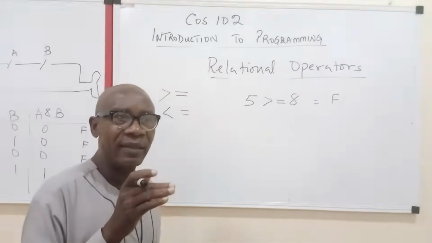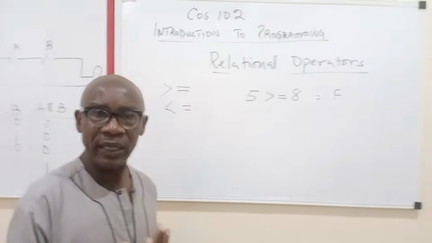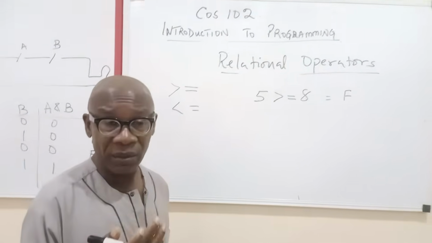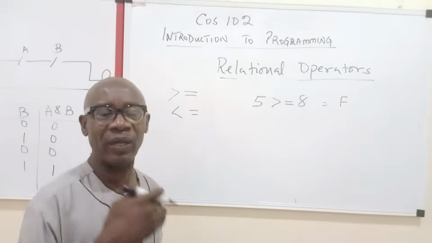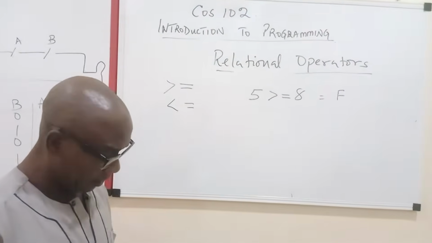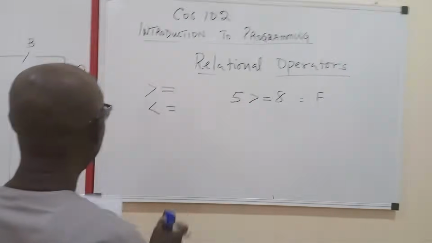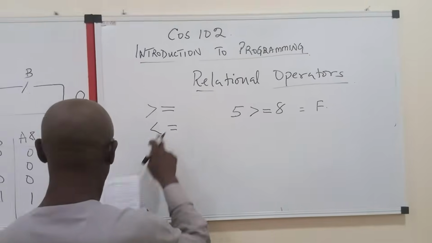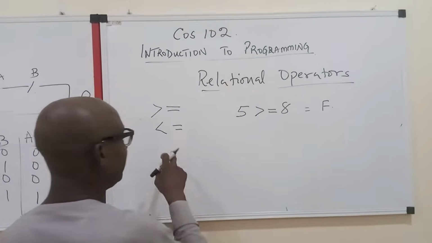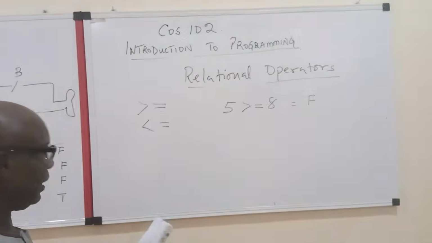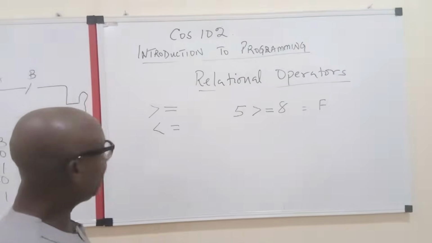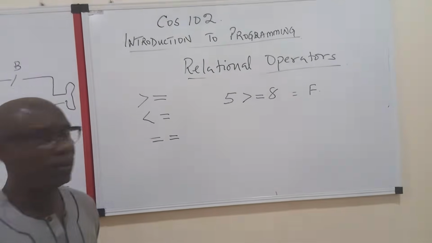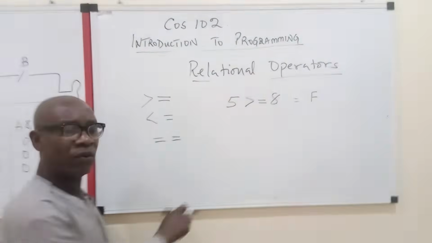They are used in deciding, knowing the condition, the outcome of which we are of a situation. So from those conditions, we can now go on to do some other things. Greater than, greater than or equal to, less than or equal to. We have demonstrated greater than, we have demonstrated less than. Then another operator we have is the double equal to. The double equal to, the outcome is also true or false.